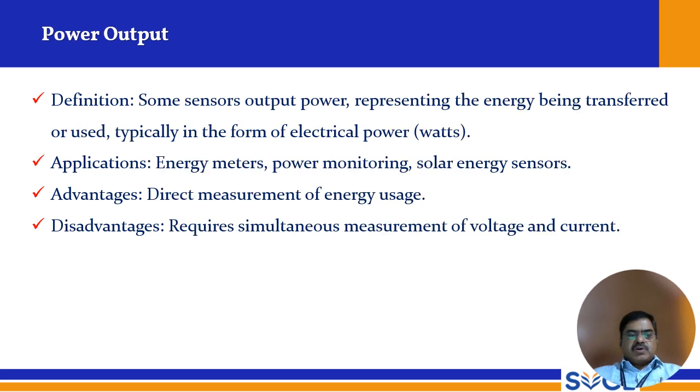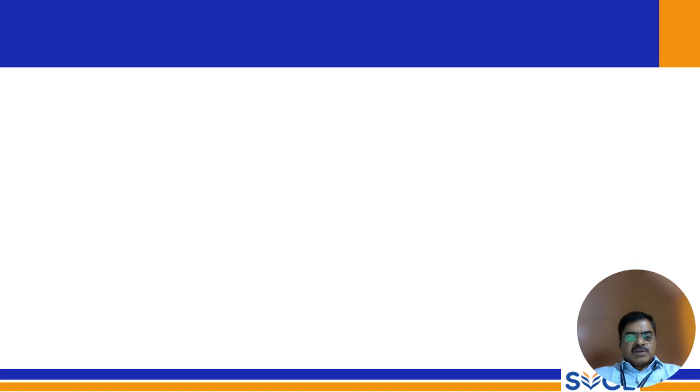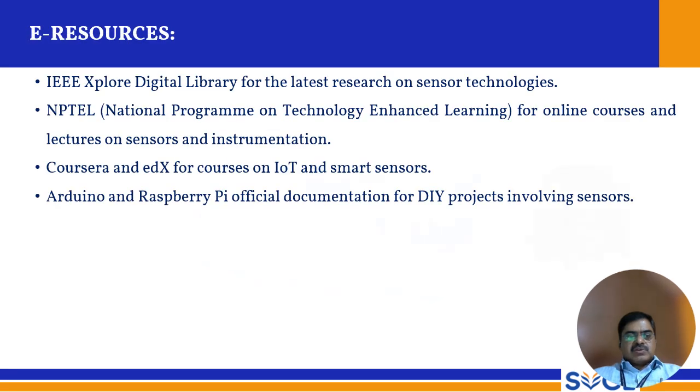Next, power output. Some sensors output power representing the energy being transferred or used, typically in the form of electrical power in watts. Applications: energy meters, power monitoring, solar energy sensors. Advantages: direct measurement of energy usage, whereas disadvantages: require simultaneous measurement of voltage and current. So these are the disadvantages, and these textbooks you can follow for most of the topics on the e-resources.